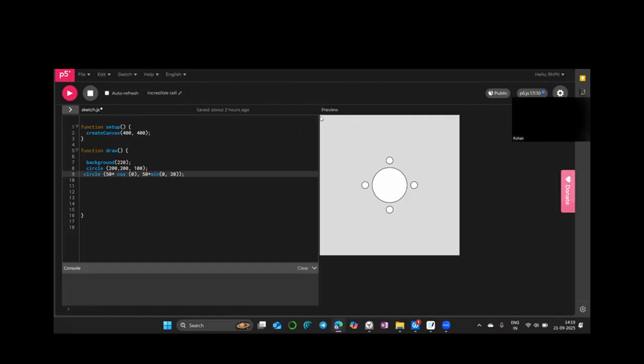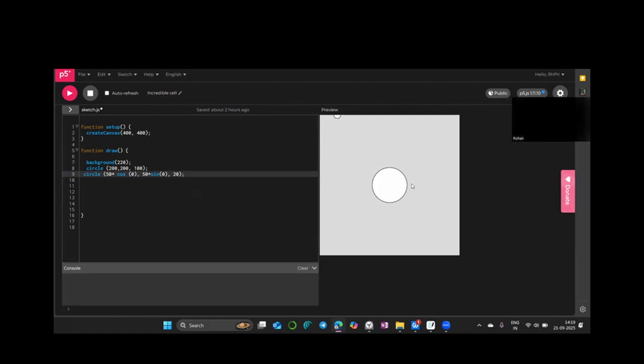So it will consider this to be the origin point and it will create a circle at a distance of 50 from this. So the circle will appear somewhere here. Well, it hasn't. It should have. An error in the syntax. Yeah, you can see it appears here, but we do not want it here.